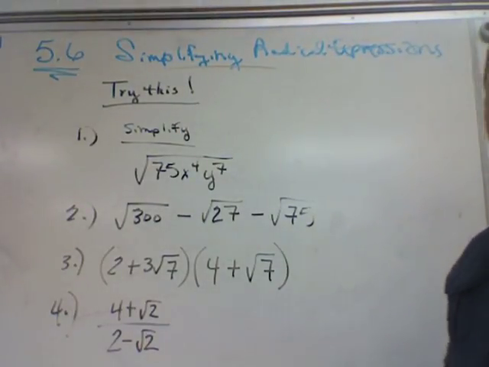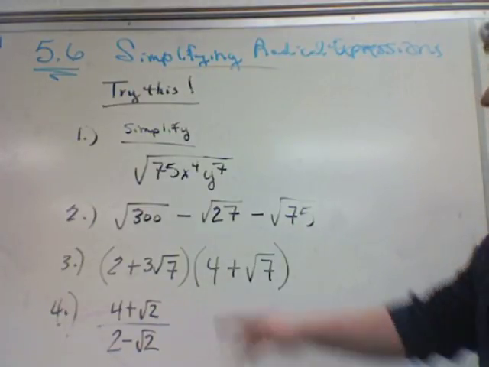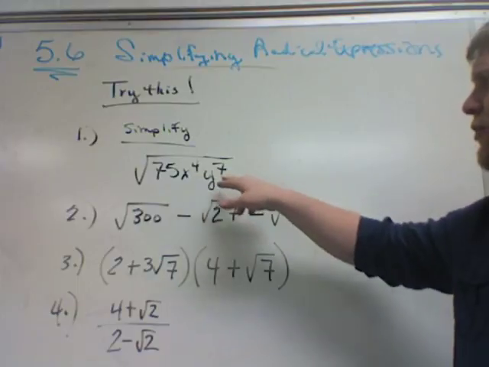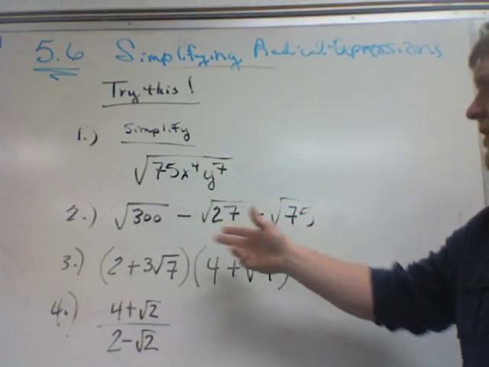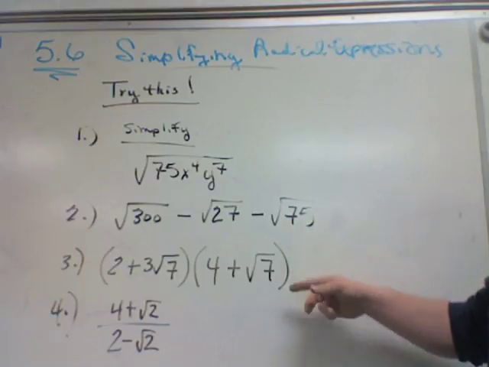All right, here's a quick snapshot of four try-this problems that you should add to your list. The square root of 75 x to the 4th y to the 7th. This is right, this is the square root of 75. Just making sure that you can read this.